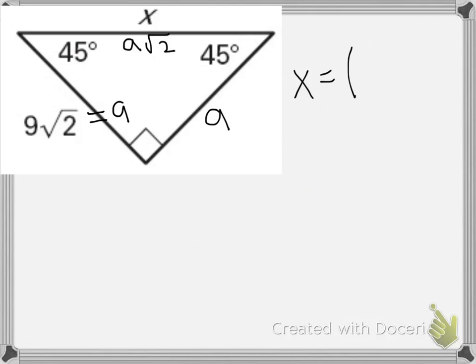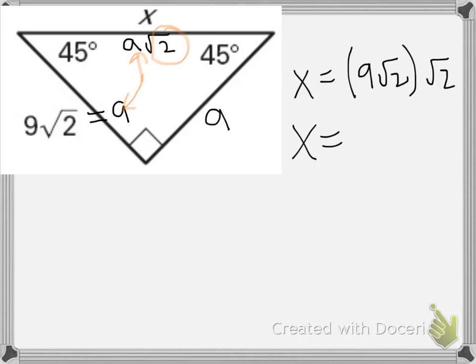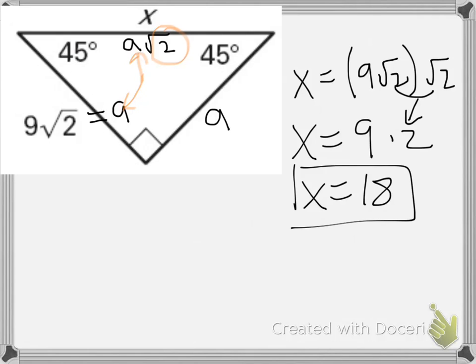A happens to be 9 root 2. But then you also have to multiply by this root 2. We've got this here from here. So we're going to get another root 2 here. So this is going to be x equals 9 root 2 times root 2, which is a normal 2. So x equals 18. Okay, again, following our square root rules, we're fine. That's it. We'll go on to example 5 in a second.